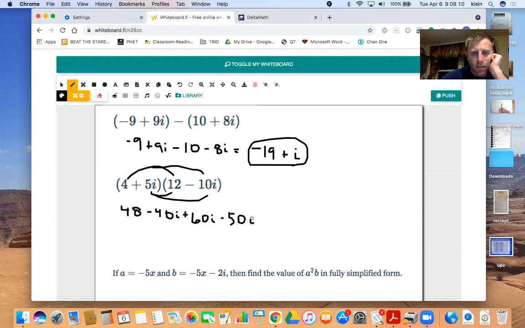And then 5i times negative 10i, negative 50i squared. Now remember, i squared is negative 1, so that's going to come up here. But first, let's just see what we got. We got 48. We can combine those two middle terms. Negative 40i plus 60i is going to be plus 20i.